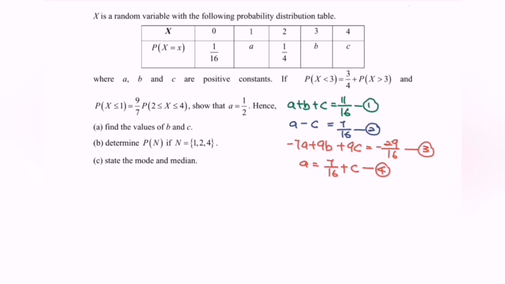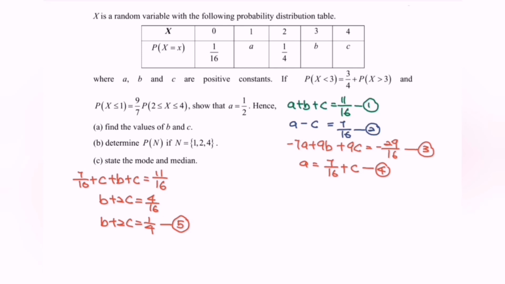And we will have 7 over 16 plus C plus B plus C is equal to 11 over 16. Simplify the situation. So B plus 2C is equal to 11 minus 7, and we will have 4 over 16. Simplify the situation. B plus 2C is equal to 1 over 4. So here we have the fifth equation.